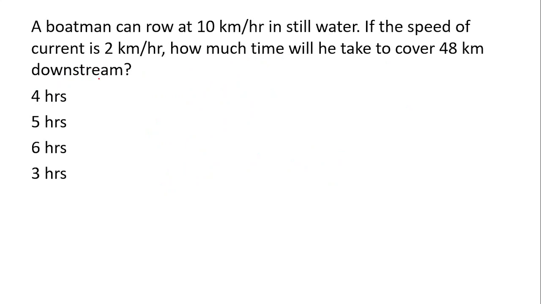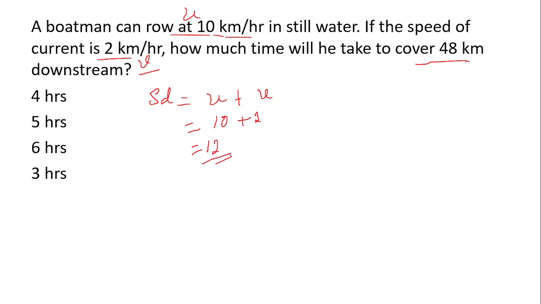Next one. A boatman can row at 10 km per hour in still water. So this is the speed of the boat in still water, that is U. The speed of the current or stream, V, is given. How much time will he take to cover 48 km downstream? First we have to find the speed downstream. The formula is simple: U plus V. U is 10 km per hour plus V, 2. So this is 12 km per hour, the speed downstream.